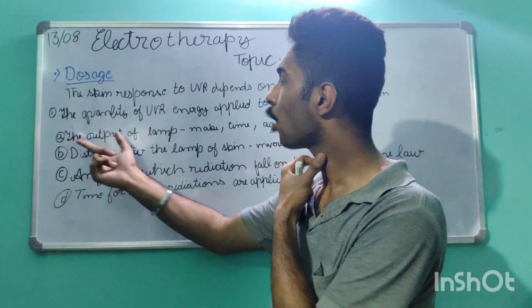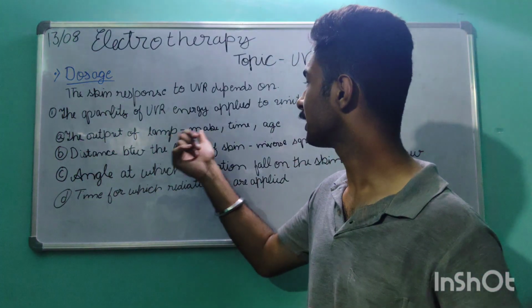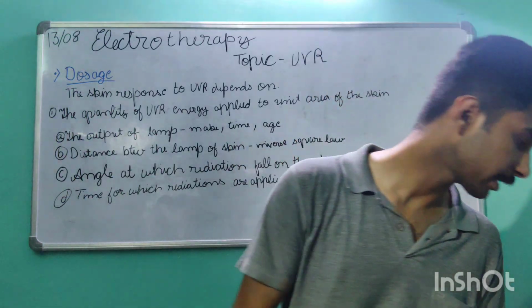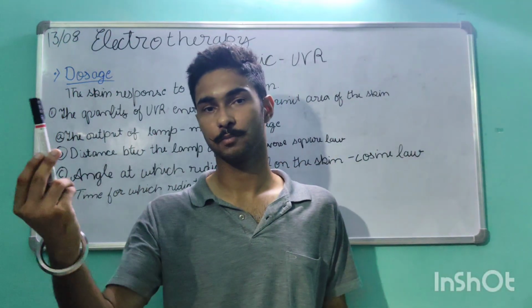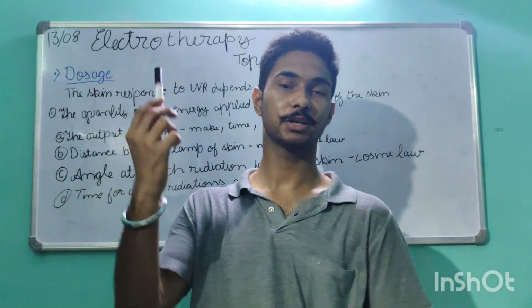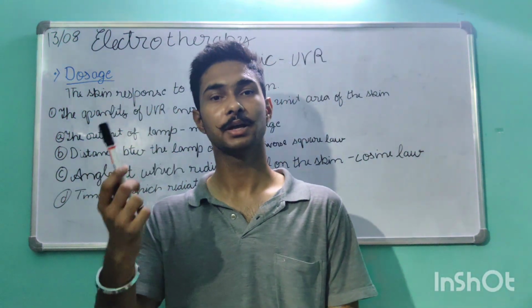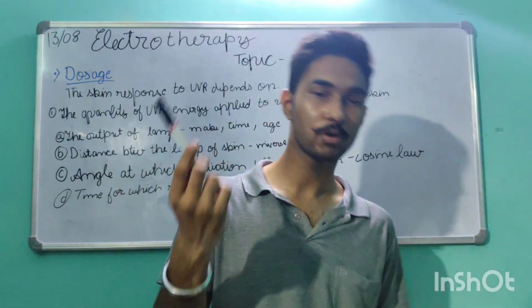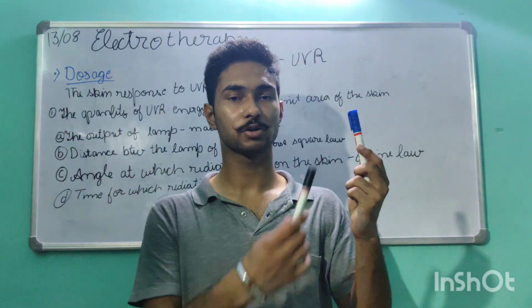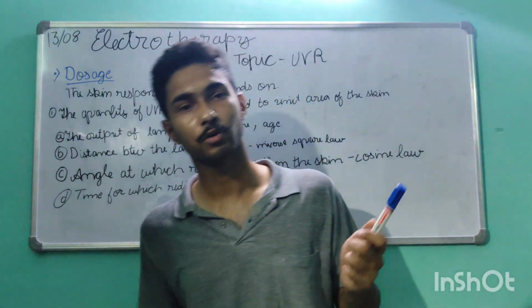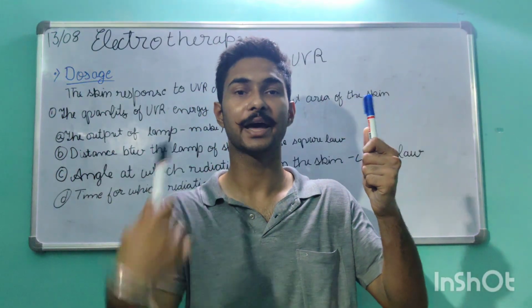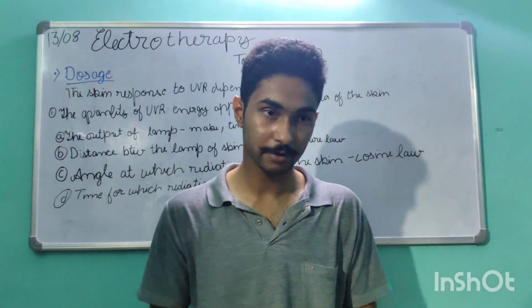The first factor is the output of the lamp, and in that comes time and age. If we take the example of age, you can take a young person and an old person. If we apply UVR on a young person, he will have a better result, and he will tolerate it. But if we apply UVR on an old person, because of old age the body won't respond the same as a young person's. So it can highly affect or damage the health of an old person. That is also a factor.